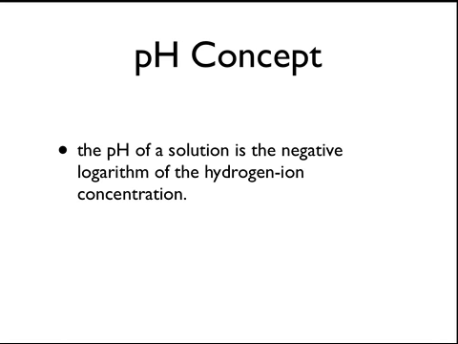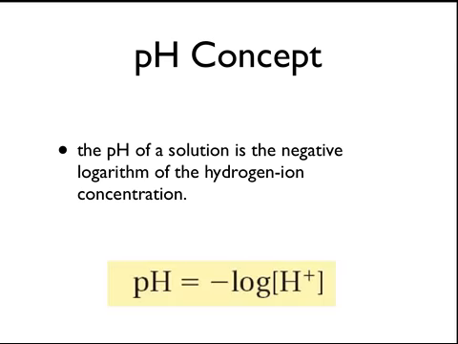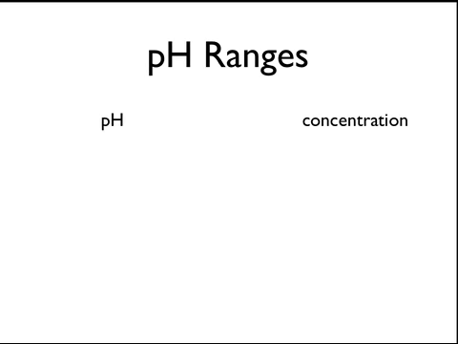The pH of a solution is the negative logarithm of the hydrogen ion concentration. So we write it out like this: pH equals negative log times the hydrogen ion concentration. And here's what that does for us. When we look at the pH and the concentration, you'll see what the correlation is.